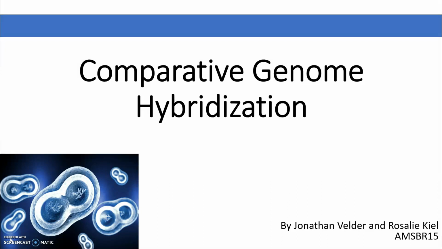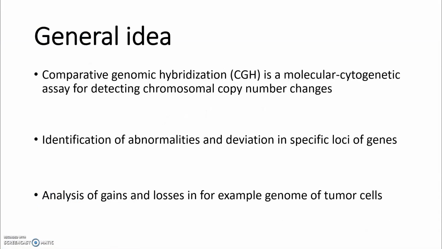Today we are going to talk about comparative genome hybridization. This is short for CGH. CGH is a technique that permits the detection of chromosomal copy number changes without the need for cell culturing. It provides a global overview of chromosomal gains and losses throughout the whole genome of a tumor, for example.